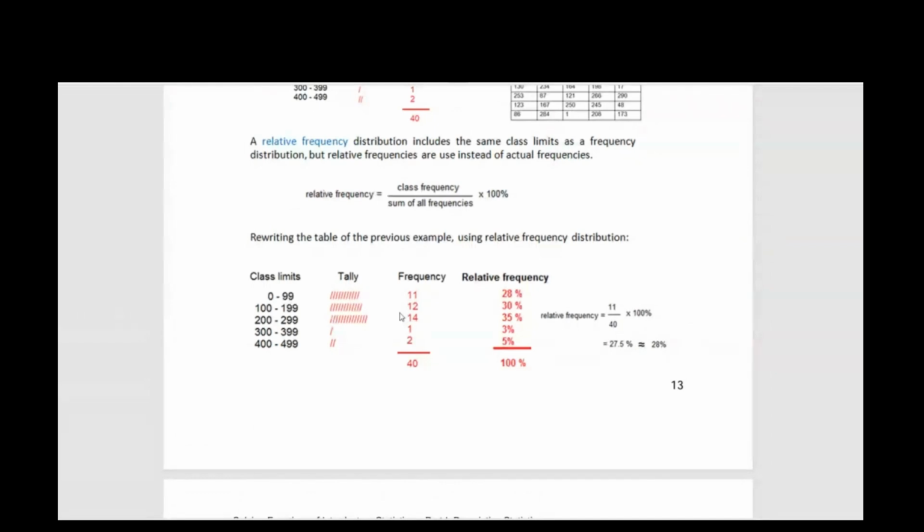So for example, if I want to find the relative frequency of the first class that goes from 0 to 99, what I have to do is to divide the frequency of this class, which is 11, by the sum of all the frequencies, which is 40. And when I divide 11 by 40 and multiply times 100, I get that the relative frequency of this class is 28%. In the same way, you can find the relative frequency of the second class. So you divide 12 by 40, you get that is 30%. And like that, you can calculate the relative frequency for each class. At the end, the sum of the relative frequencies must be equal to 100.